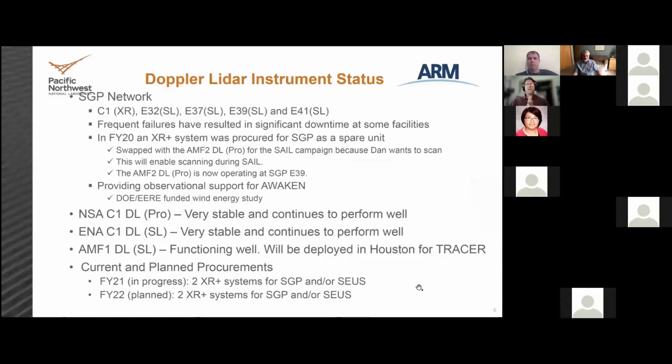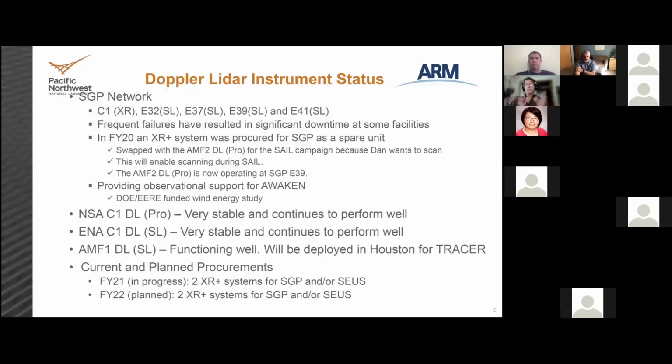So like I said, we have this network of 5 systems at SGP. We have systems C1, E32, 37, 39, and 41. Over the last couple of years, we've seen a number of failures, and this has resulted in some significant downtime at some of the facilities. So in 2020, we actually went out and procured a 6th system for SGP, an XR plus system.